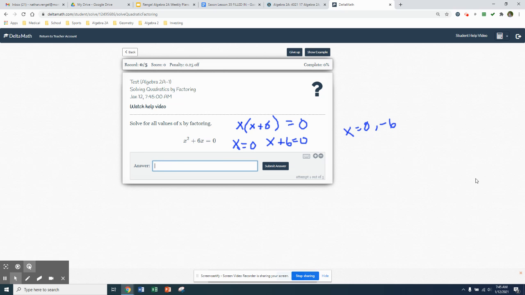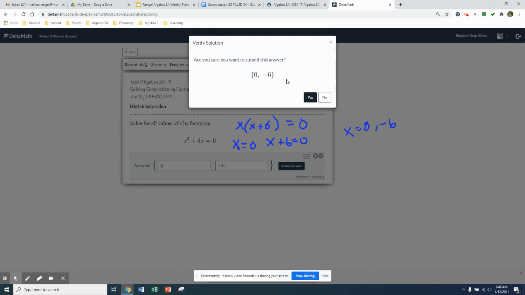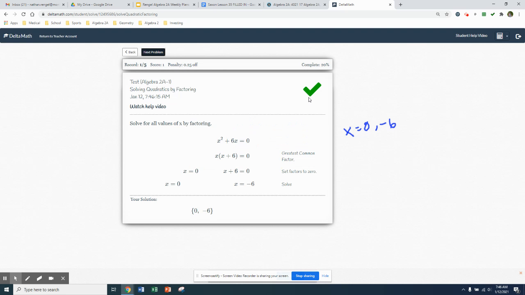To put in your answers, you're going to hit 0 for your first solution, and then you hit a comma. It's going to open up a second box. You can put in your negative 6 into the second box. So there's an example of what your Delta Math problems will look like. You might have this one. You might not have it. If you have this one, you can go ahead and use those 2 answers, 0 and negative 6. Once you've got those, hit submit. And it'll also go through and show you how to solve it as well.